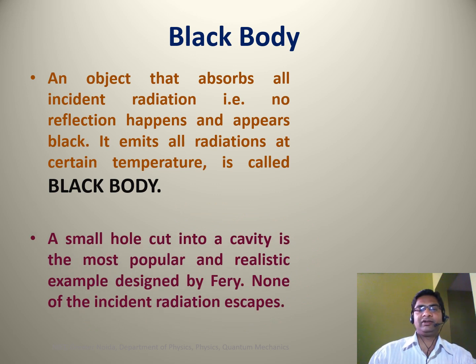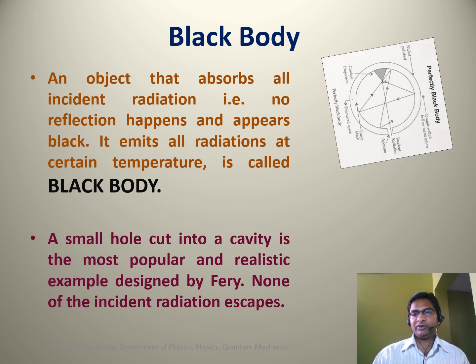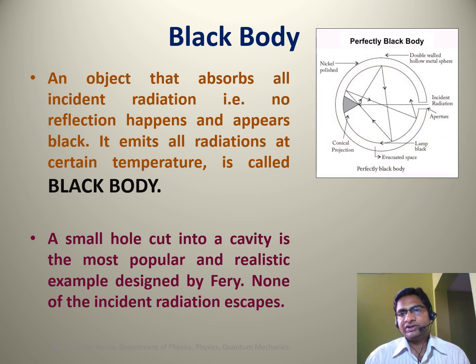But a scientist named Ferry has designed a model which is a realistic example of a perfectly black body. So what has he taken? He has taken a double walled metallic sphere. In this sphere there's a hole, and just opposite of the hole there is a conical projection. The inside of this sphere is polished with lamp black, and the outside is polished with nickel. So what will happen now when any radiation will enter this sphere?